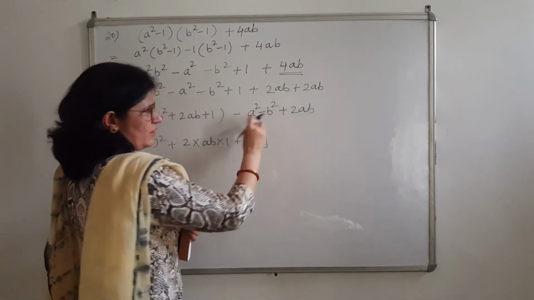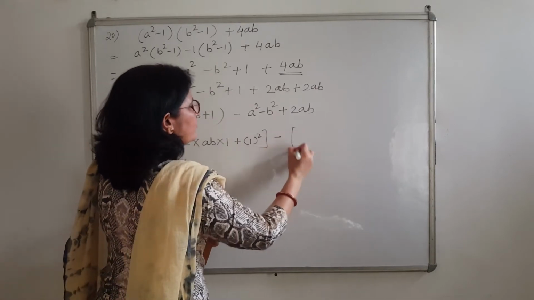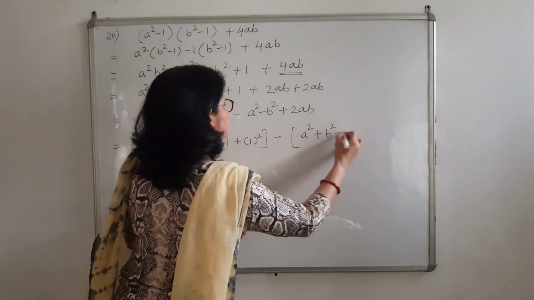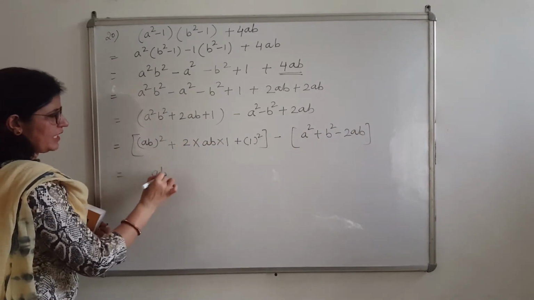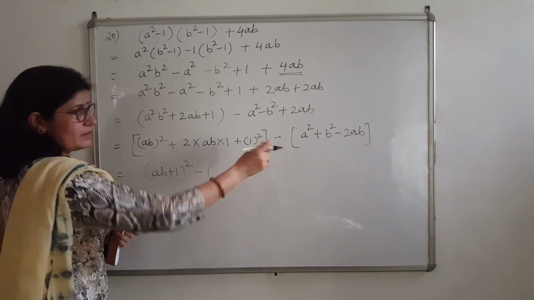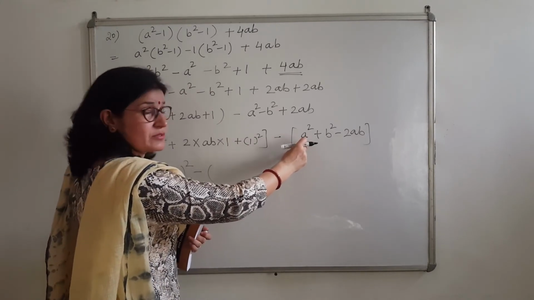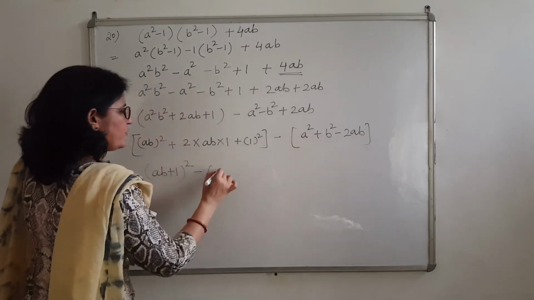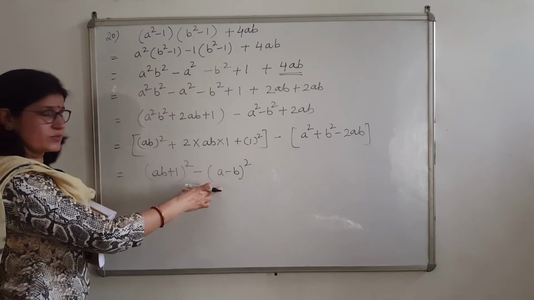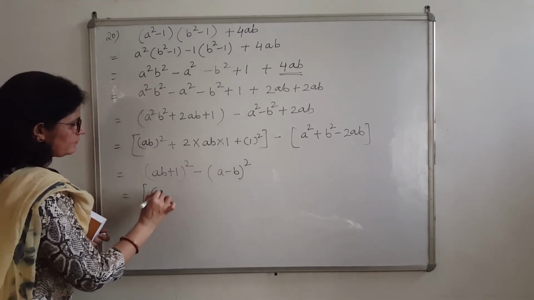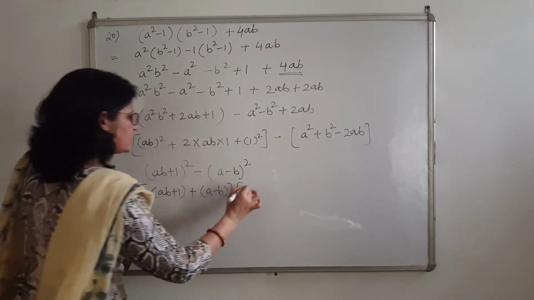From here, do you have any property like this with minus squares? No. What we will do? We will take minus common and what we get? A square plus b square minus 2ab. Now here, ab plus 1 whole square, and here the property of a minus b whole square. What is the property? A minus b whole square is equal to a square plus b square minus 2ab. So we can write it like this. Now it is in the form of difference of two squares. Once we will add them and once we will subtract them.